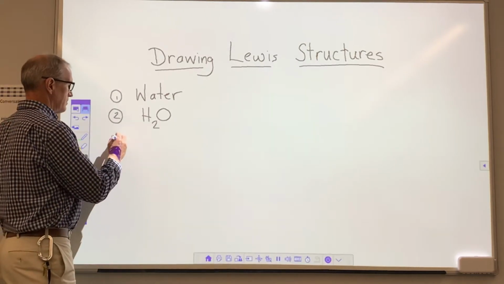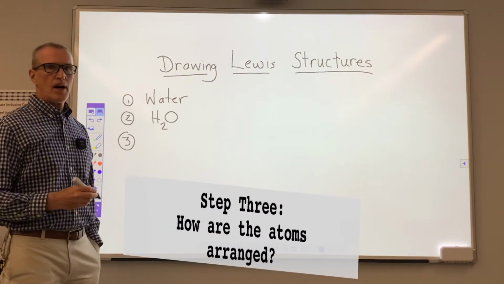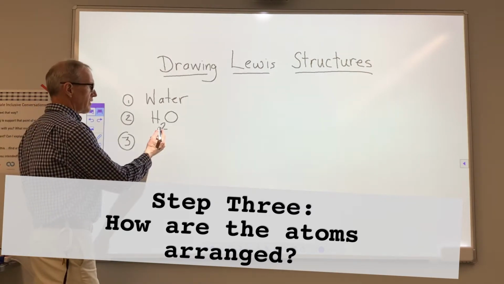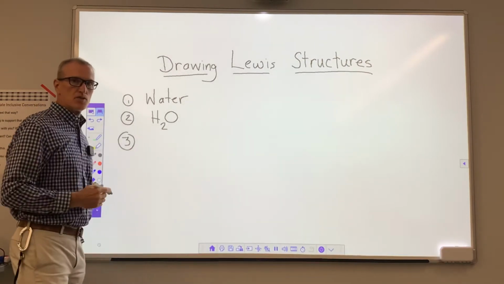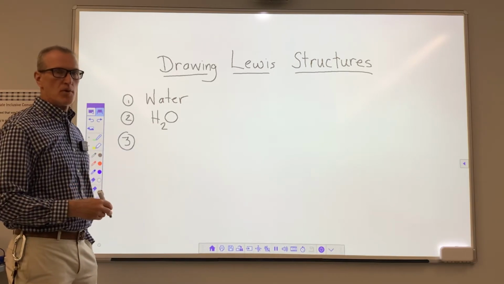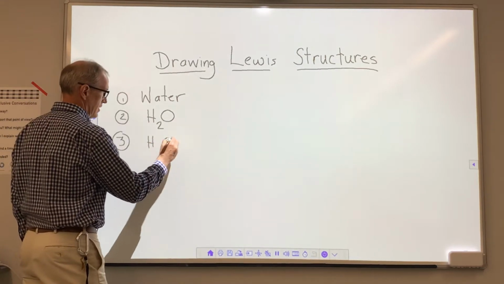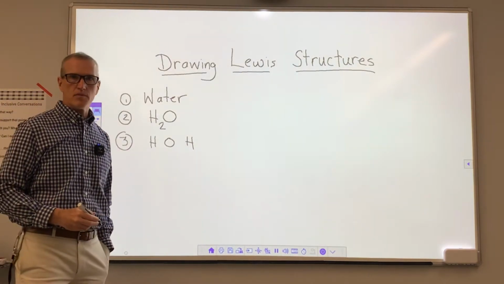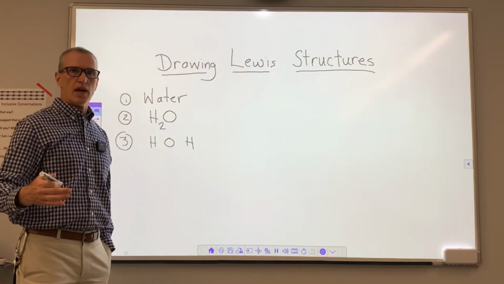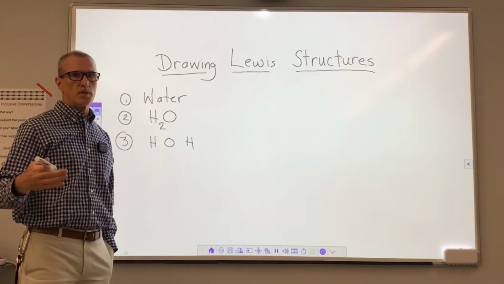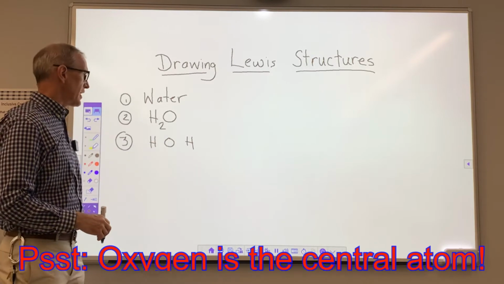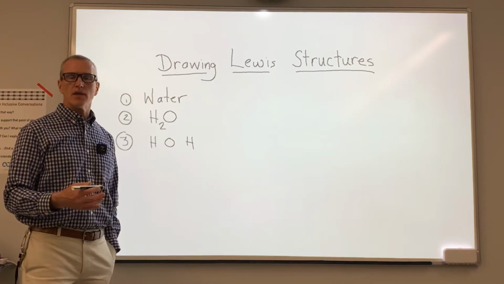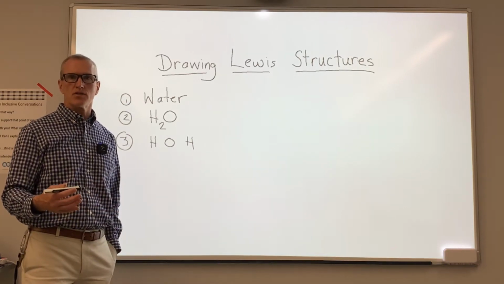Step three, how are these atoms arranged in this compound? We know that there are 2 hydrogens and 1 oxygen, but how are they arranged in the molecule? We need to understand that oxygen is the central atom, and if we're not quite there yet, then you need to know or be told that oxygen is the central atom. So once we know that this is the arrangement of the atoms, we can determine how to distribute the valence electrons throughout the molecule.